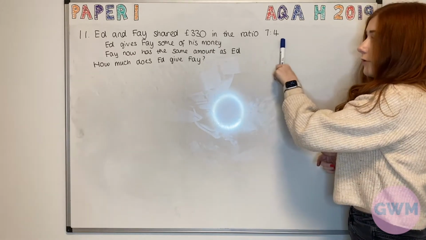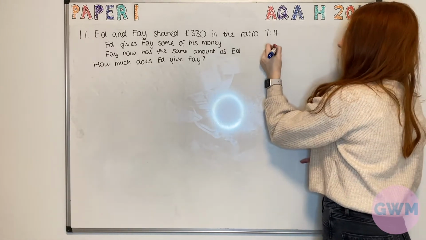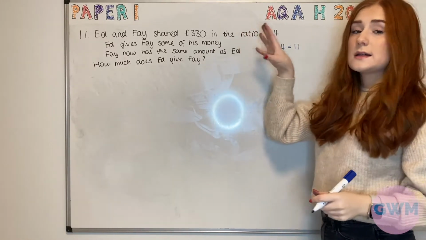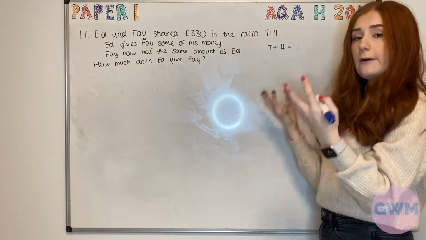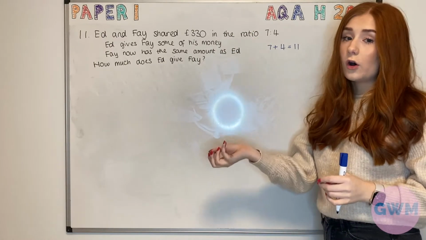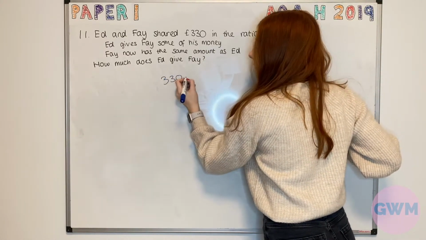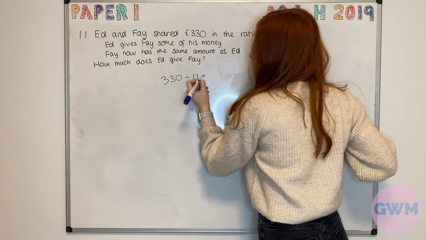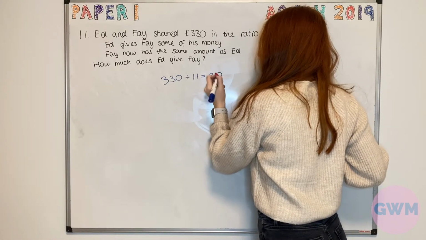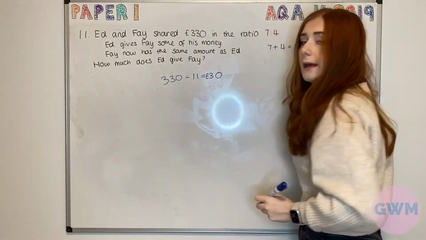So we have our ratio here. What we do is we'll add up the total of that ratio. So we'll add up 7 and 4, and that gives us 11. And what that means is we need to share our pot into 11, and then we can give 7 of that 11 to Ed, and we can give 4 of that 11 to Faye. So let's do that. Let's do 330 divided by 11. That equals 30. So 30 times 11 is 330, so that's how we know that that is 30.